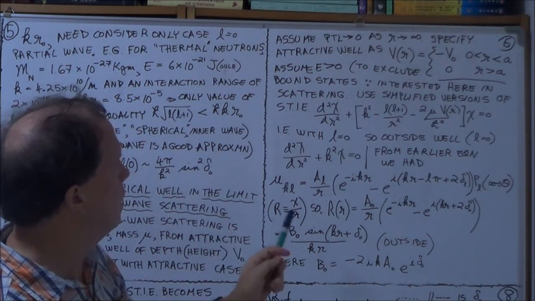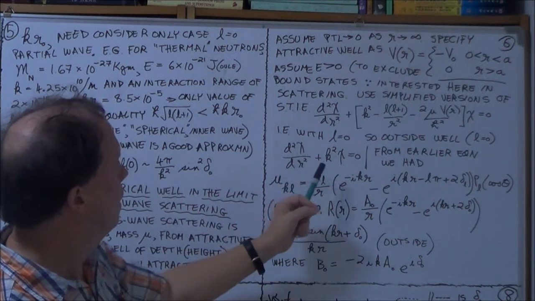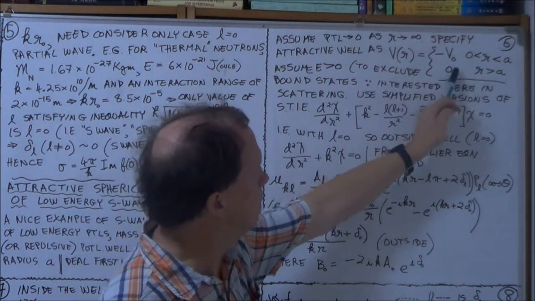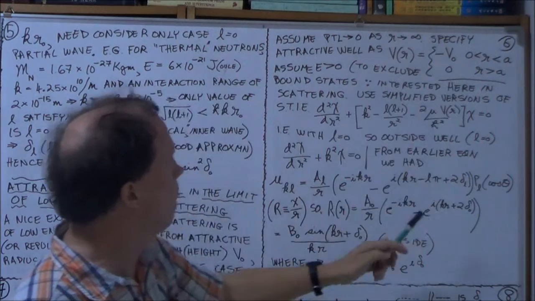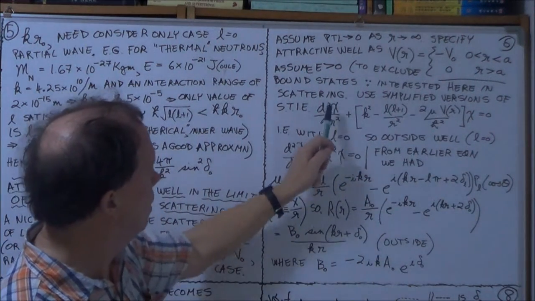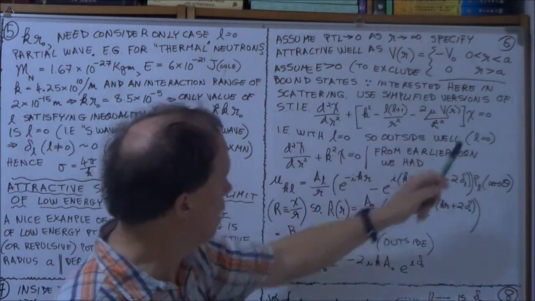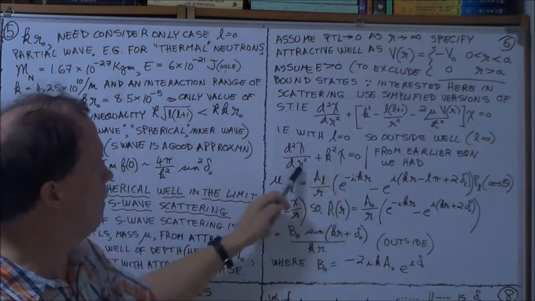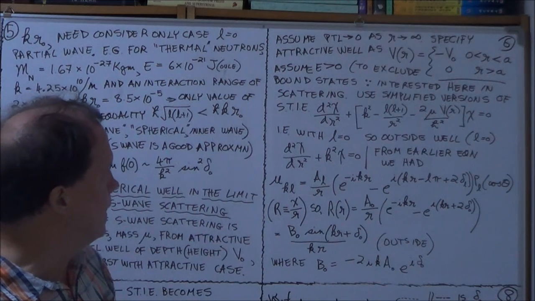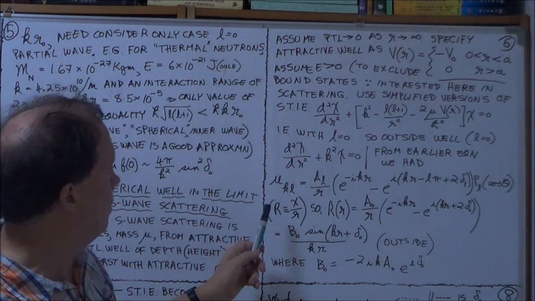And so outside the well, in other words, V is 0, so this term drops out, this term drops out, so we're just left with k squared chi here.